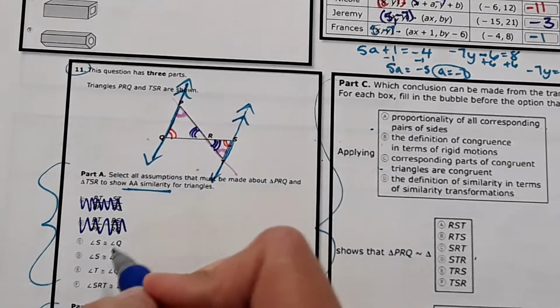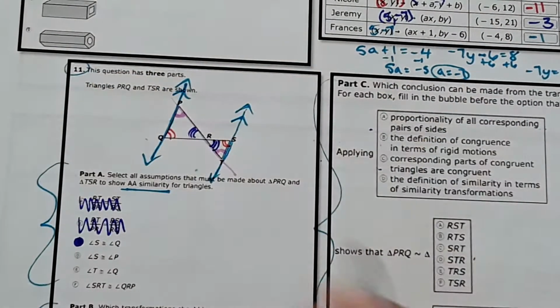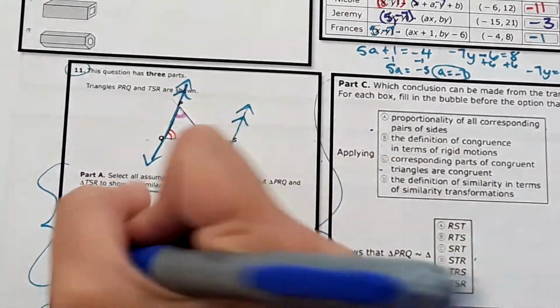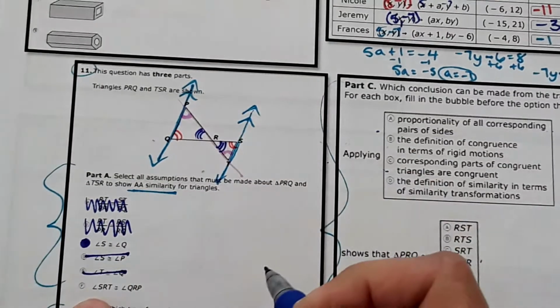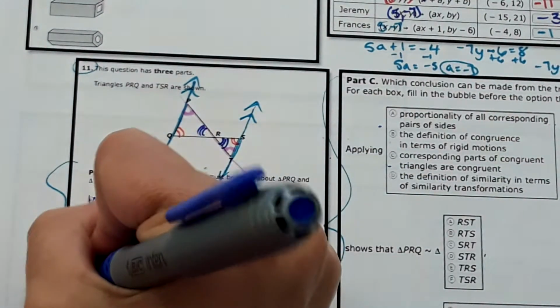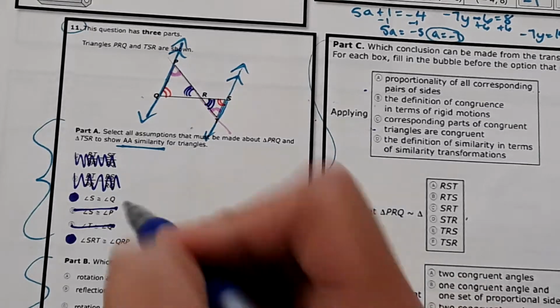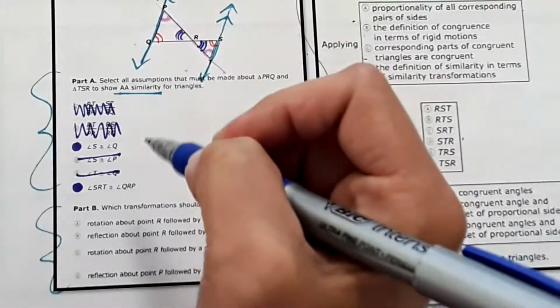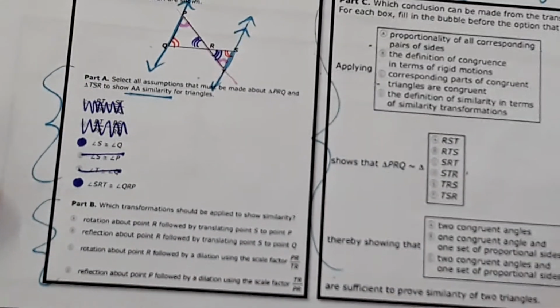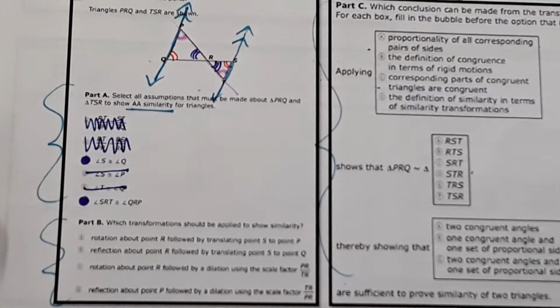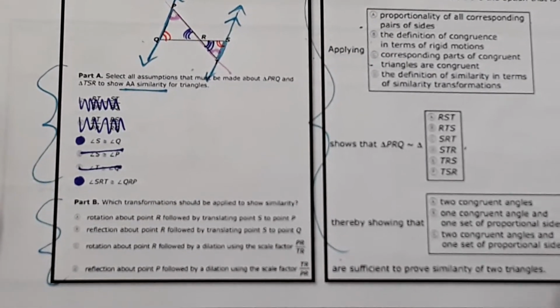Then is angle S equal to angle Q? Yes, they are equal. Is S equal to P? Nope. Is T equal to Q? No. And angle SRT is equal to QRP? Yes, that is correct. By the way, there is a cross out function on FSA, which you may already know, but you can cross stuff out. Part B, which transformation should be applied to show similarity?